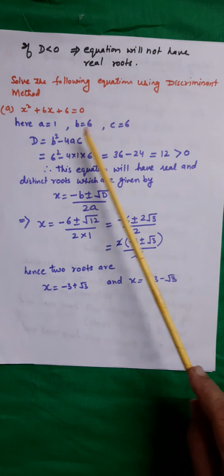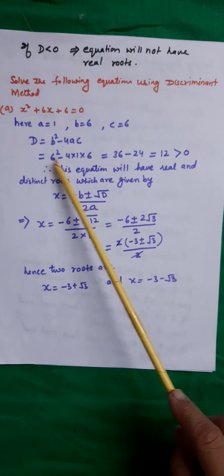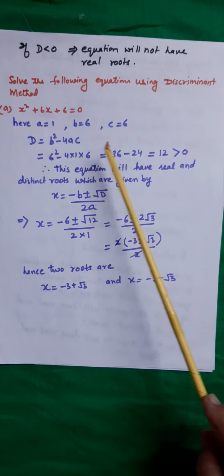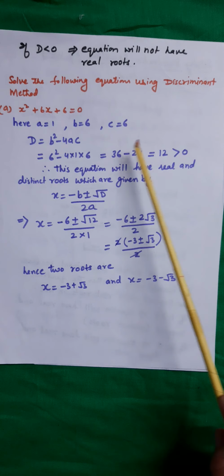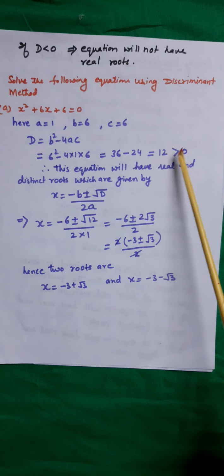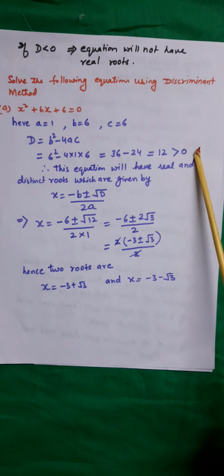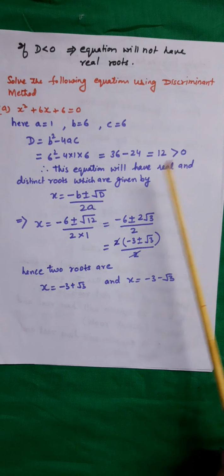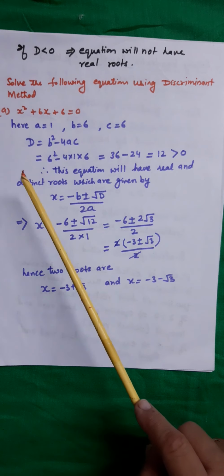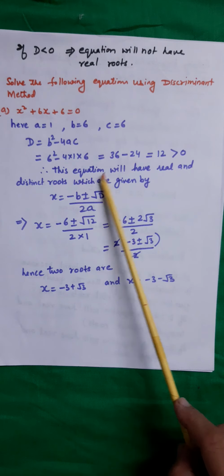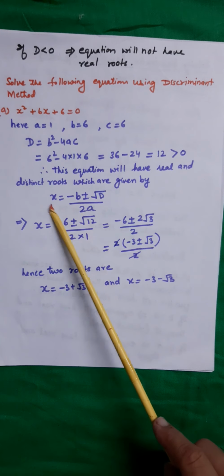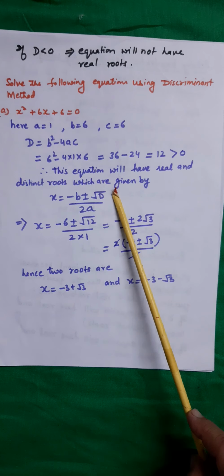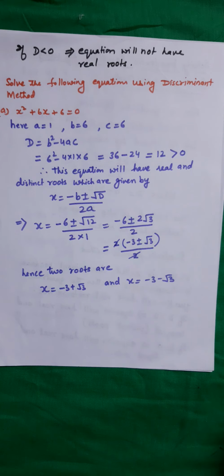D is equal to b square minus 4ac. This is equal to 6 square minus 4 into 1 into 6, which is equal to 36 minus 24, equal to 12. That is greater than 0. So that means this equation is going to have real and distinct, meaning unequal, roots, which are given by the formula x is equal to minus b plus minus under the root D upon 2a.